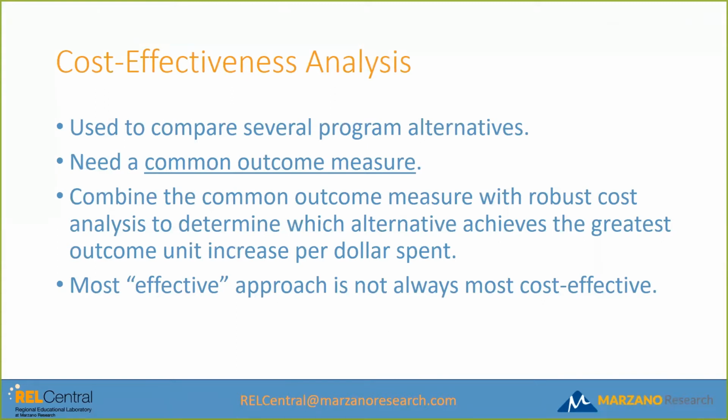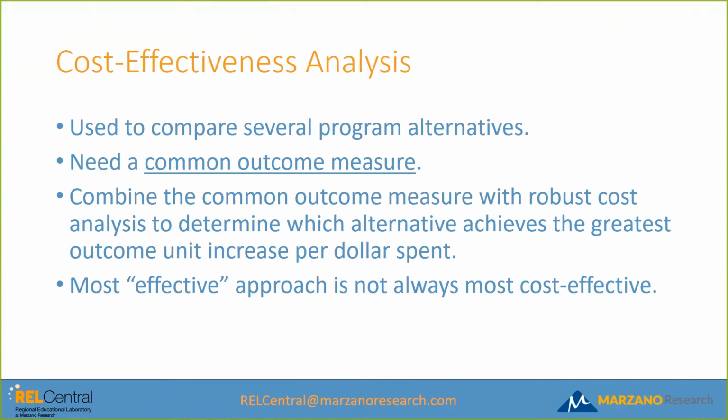When you're doing this type of analysis, what you'll do is combine both the outcome measures, say the test scores or the improvement in graduation rates, with a detailed and robust cost analysis, so that you know exactly what the costs are for implementing and operating this program. Ultimately, what you hope to get out of the analysis is a ratio that is the cost per unit of improvement achieved.